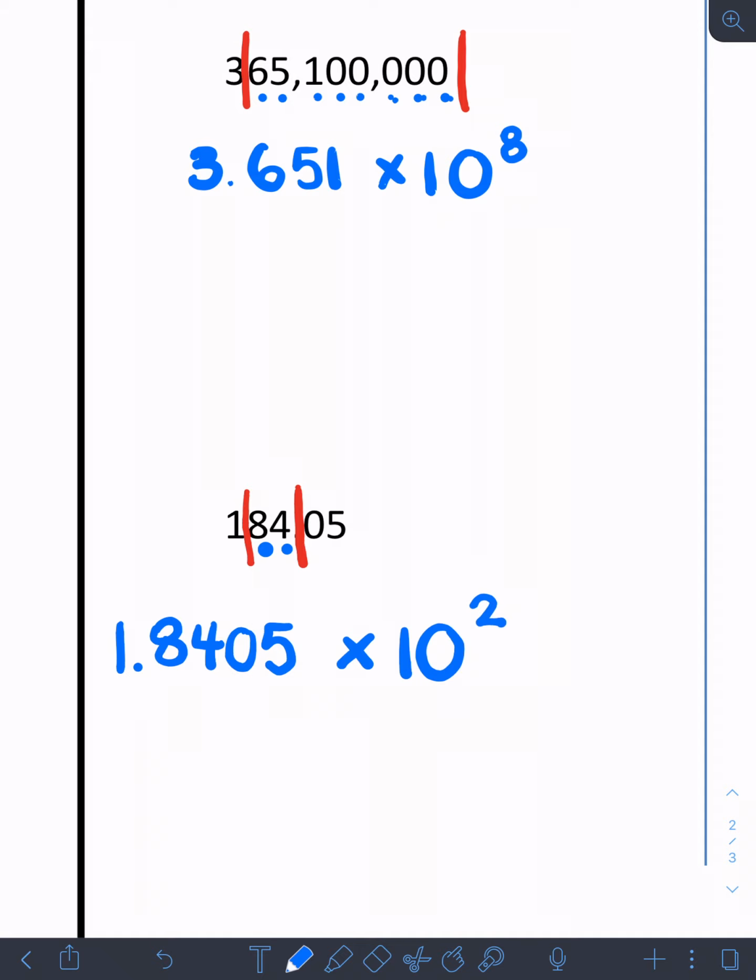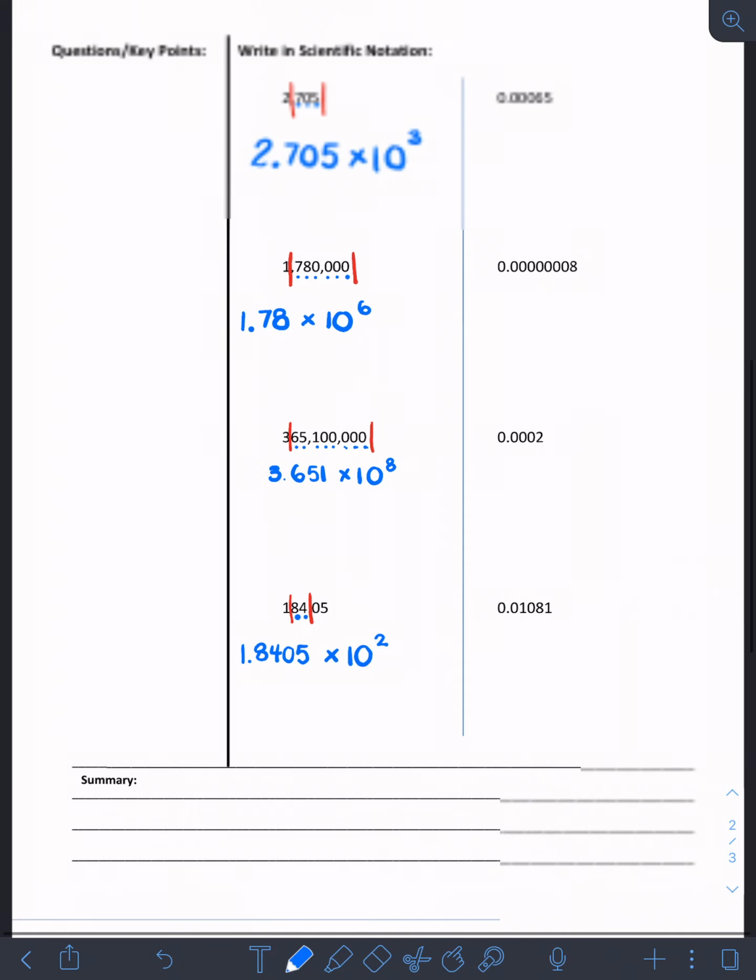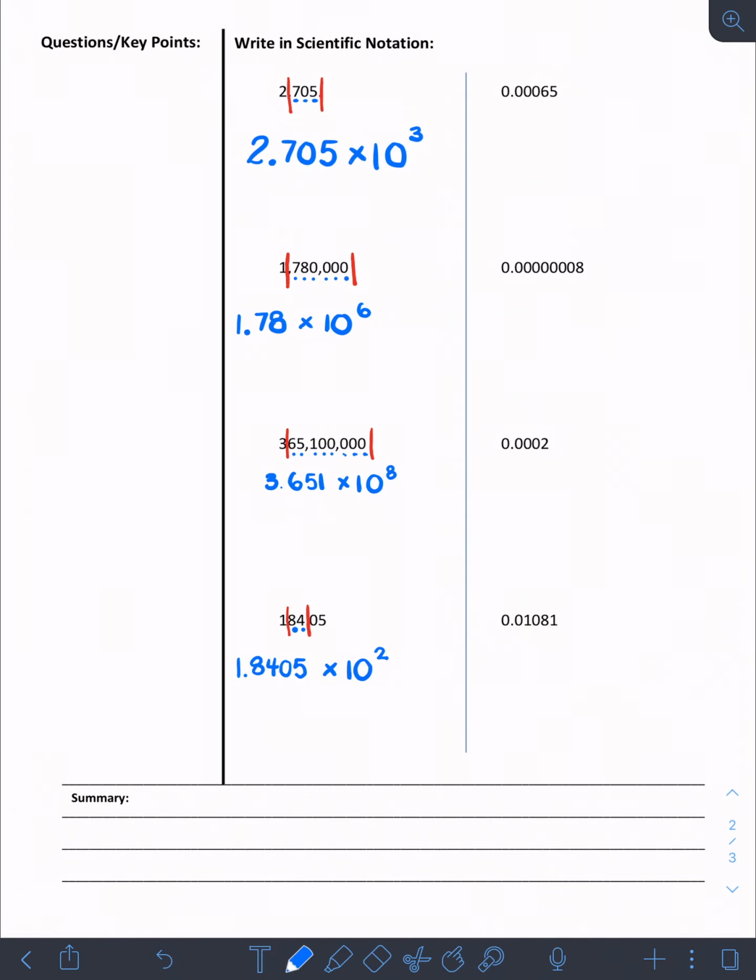Okay, if you take a look at all of these, they all had positive exponents. This was greater than 1. It has a positive exponent. So does this one. And these 2 as well.